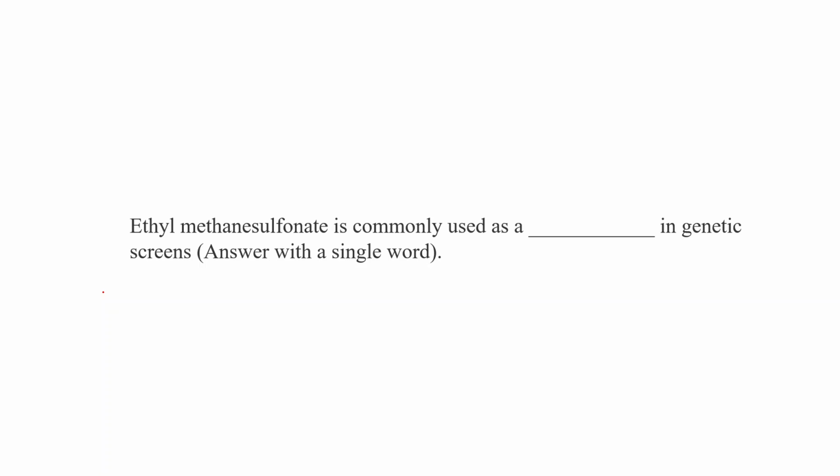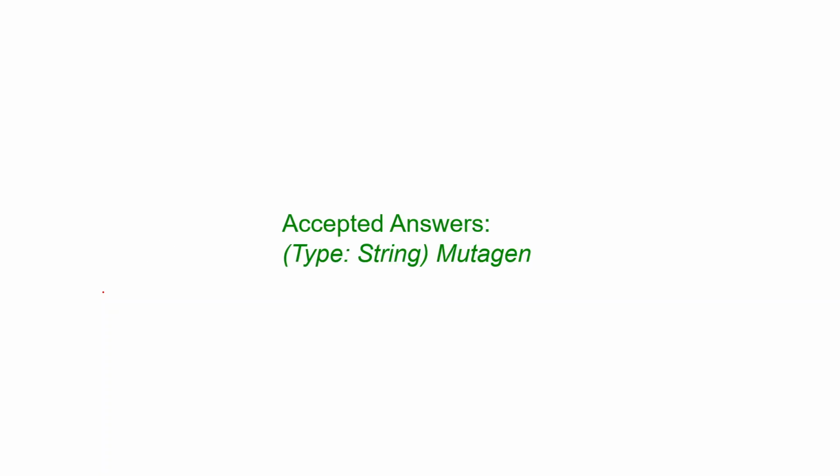Okay, so let us understand the question. Ethyl methane sulfonate is a mutagen. A mutagen is any substance which causes mutation, and it is a chemical mutagen. Basically, ethyl methane sulfonate is an alkylating agent. It gets in between the DNA bases and then it causes mutation.